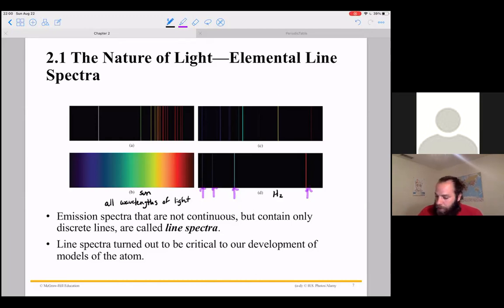These are going to be different elements. To be honest, I don't really know which one's which. I know sodium is pretty common. I guarantee you one of these is sodium. The other one's another element.